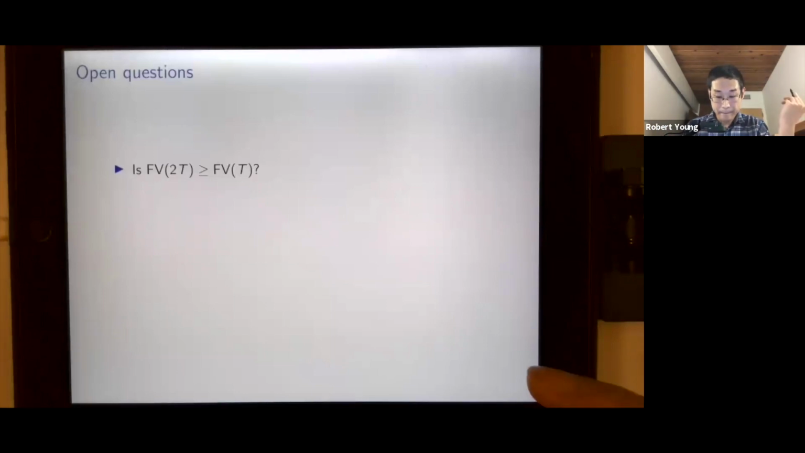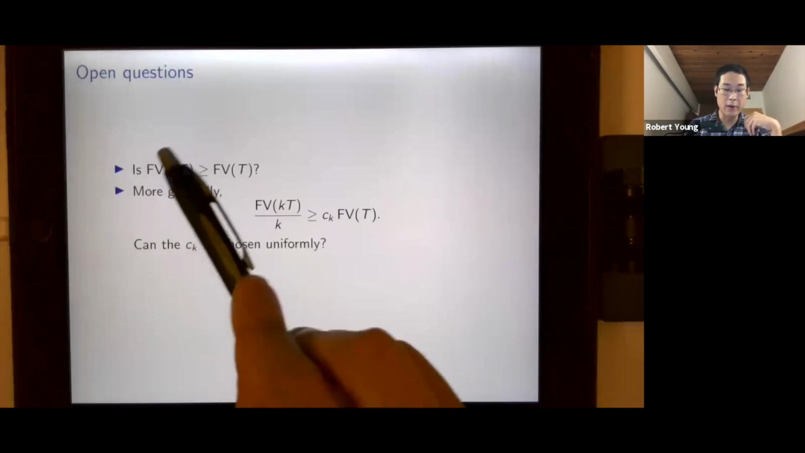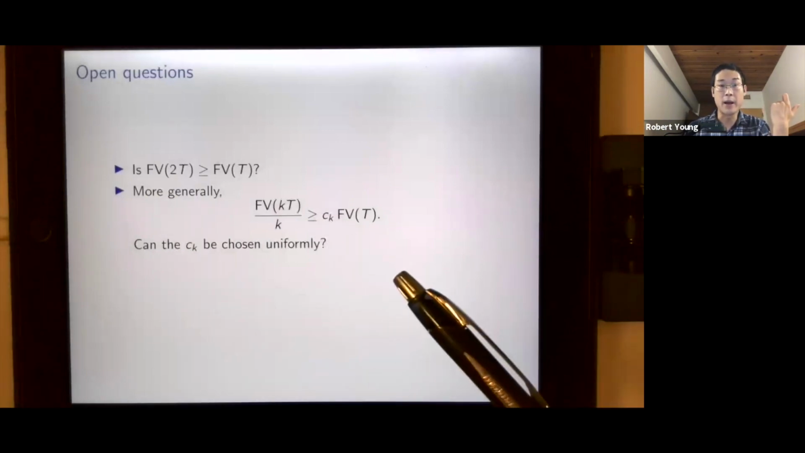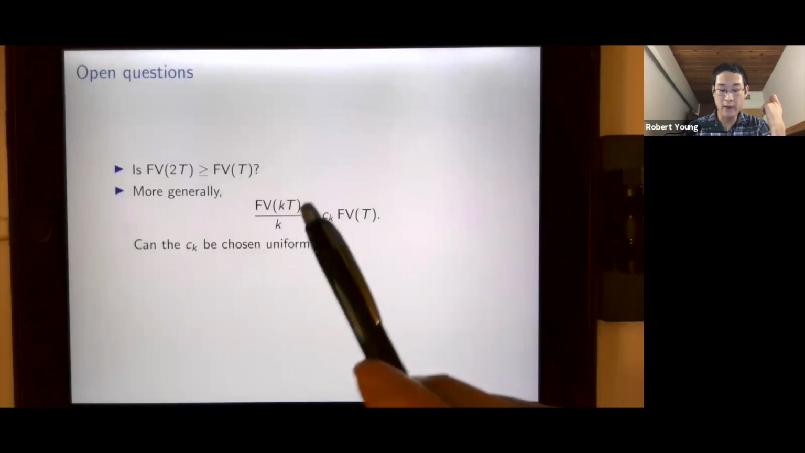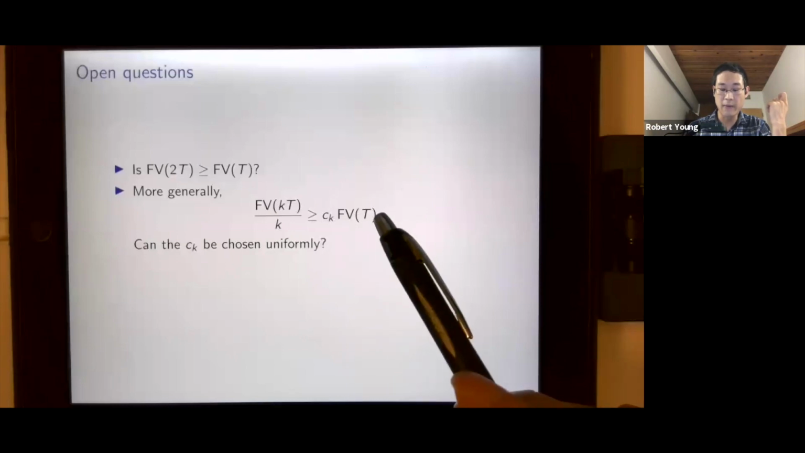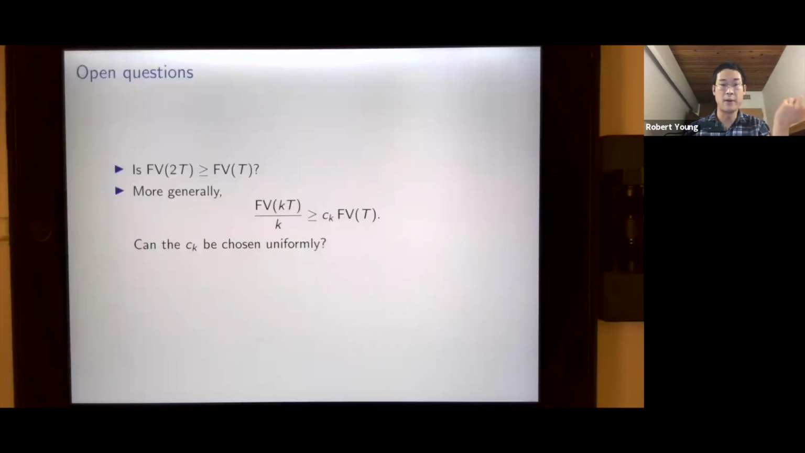And in fact, that constant is also going to depend on the fact that we're using 2 here. These same arguments work with 2 replaced by any k, but then the constant depends on k. So we end up showing that the filling volume of kT over k is at least some constant times the filling volume of T, but that constant depends on k. So this inequality is not very helpful.